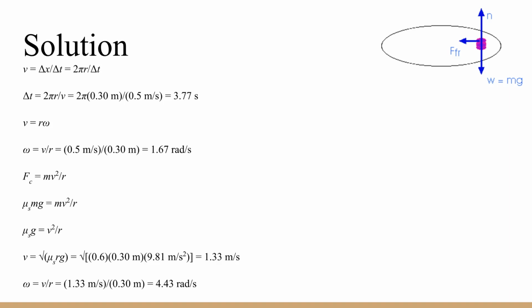And so that's the maximum velocity the coin could take, but we're asked to find the maximum angular velocity the turntable can rotate at. So omega equals v over r, which is equal to 1.33 meters per second divided by 0.30 meters. And that equals 4.43 radians per second.